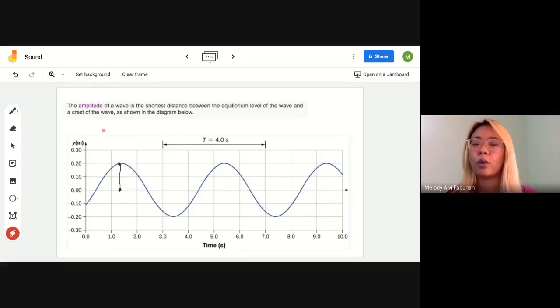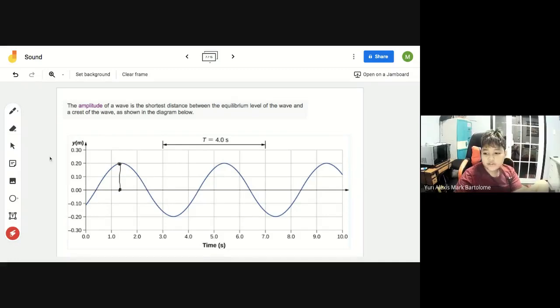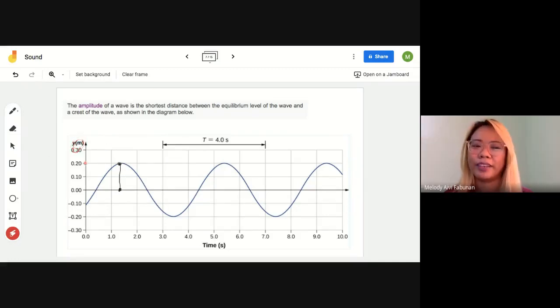0.20 po. And what is the unit of our amplitude? Y meters. So, it's meters po. Yung y niya dyan is the y-axis. So, yes, it's 0.20 meters. So, for this wave, ang ating amplitude is 0.20.